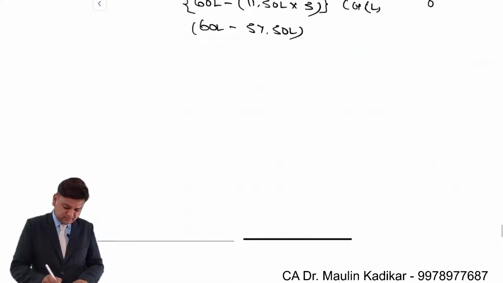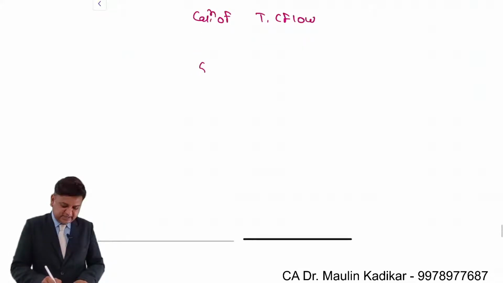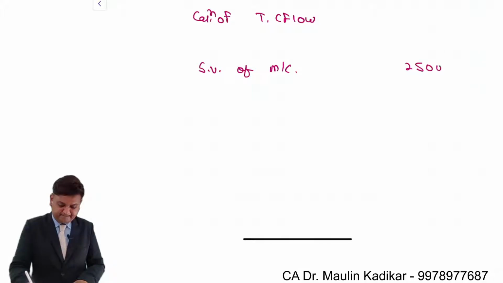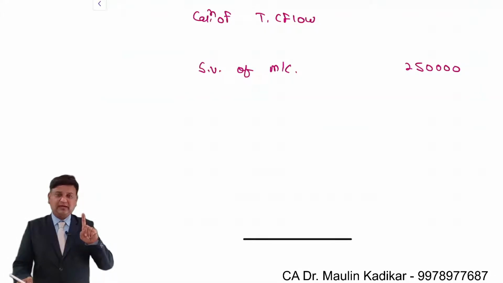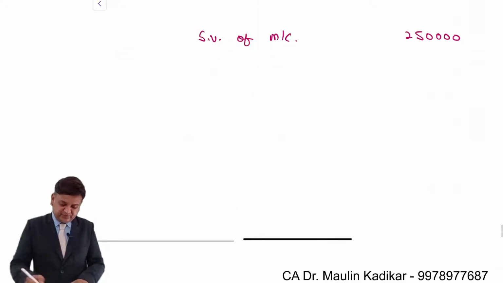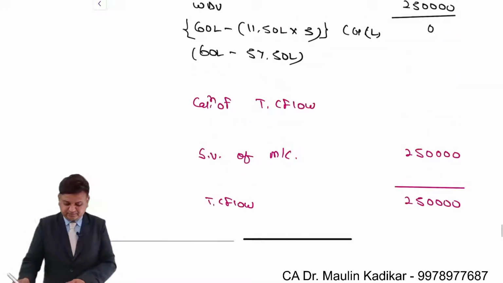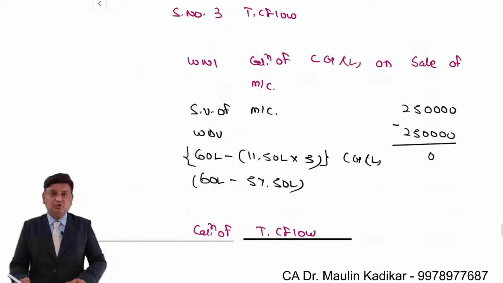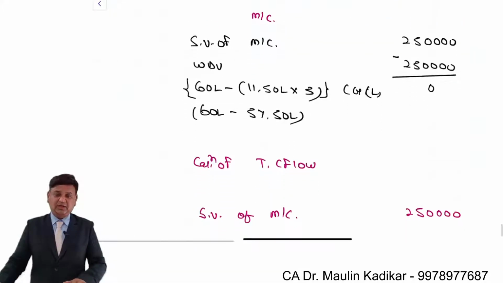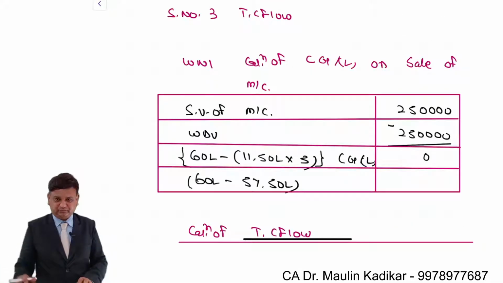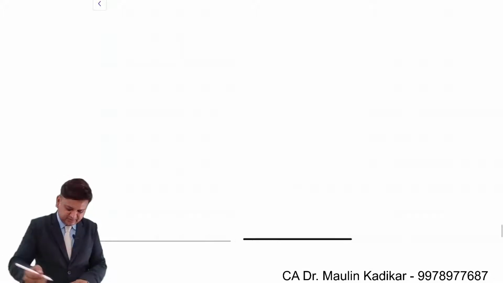Next, calculation of terminal cash flow. In that, scrap value of machinery, it is 2,50,000. Working capital recovery is there? No. Capital gain or loss on sale of machinery? No. So we understand that the scrap value of the machinery itself is the terminal cash flow, 2,50,000. Now I request all of you to do step number 4 and step number 5 on your own and put your answer in the chat box. Let us see how to do the answer further.